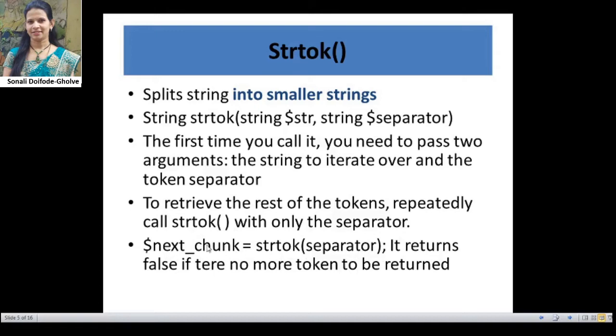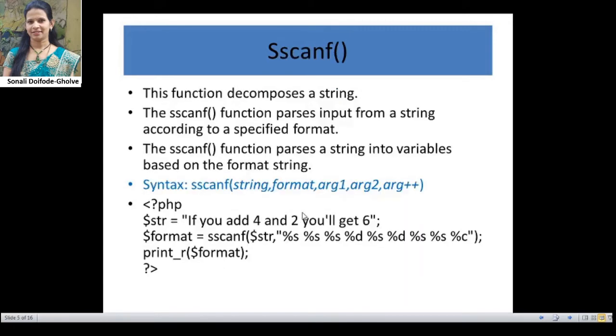See, $next_chunk equals strtok and separator. Here we are passing the separator. It returns false if there are no more tokens to be returned, and it returns your tokenized string if tokens are available.